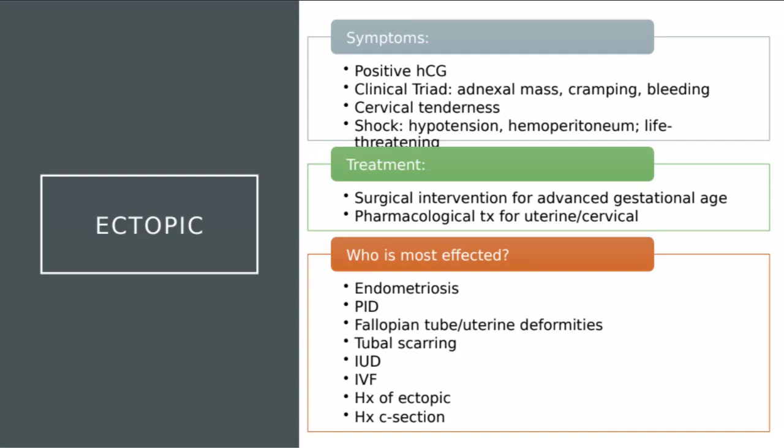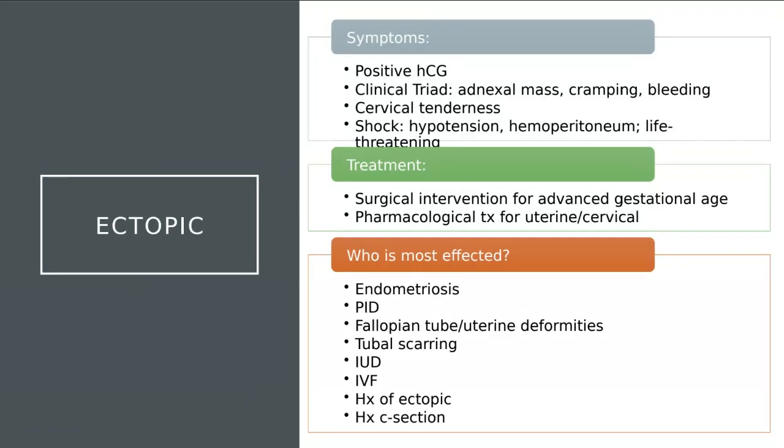Also, any patient who has a history of IVF, as we know, that is a very highly scientific process of creating and monitoring pregnancy for patients who struggle to do so naturally. So of course we're using a lot of different types of medications and a lot of different procedures. So of course anything can happen with those scenarios. Also, if you've had a history of an ectopic previously, or you've had a history of a C-section.